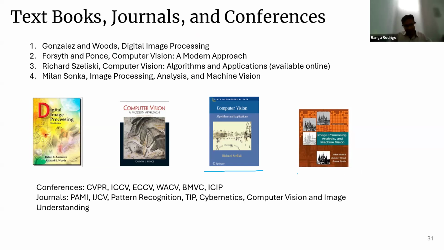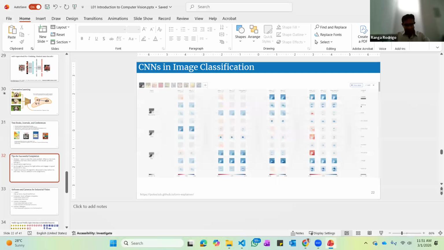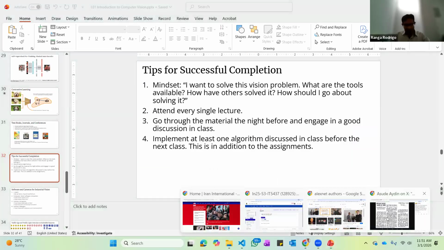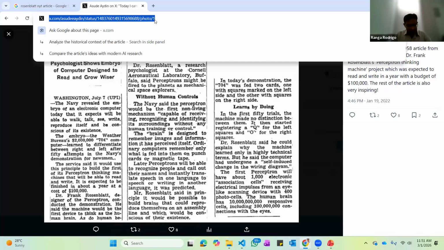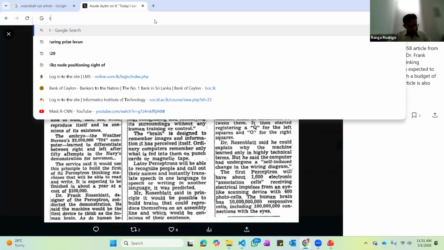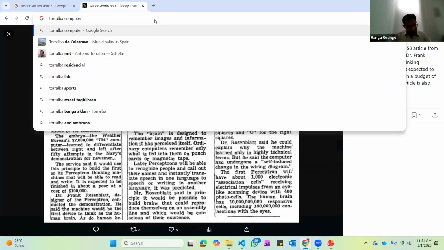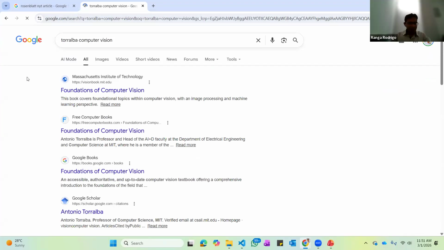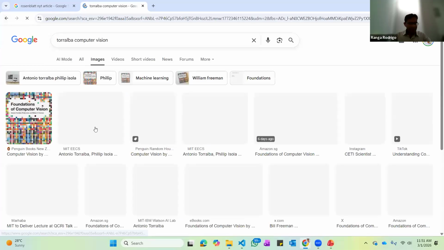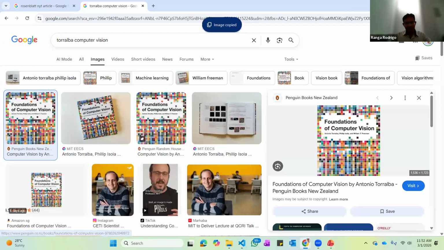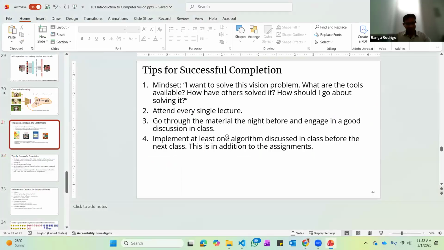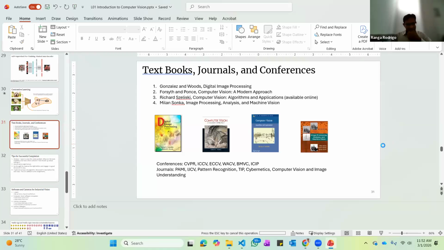And then the Milan Sonka book. It contains both image processing and machine vision. There's another book which I did not put. I should have put it there. It's a new book. I have a copy of that now. It's called Torralba's Computer Vision book. This book. I should have put that here. That's a very good book for computer vision.